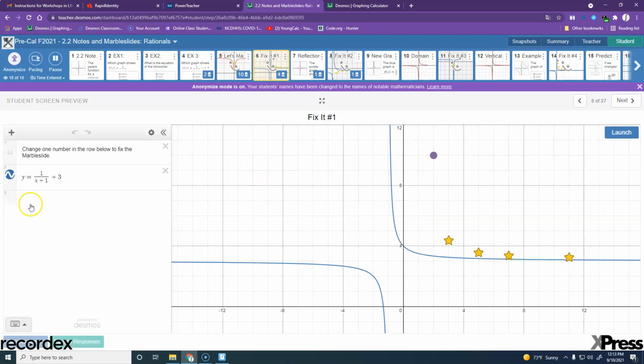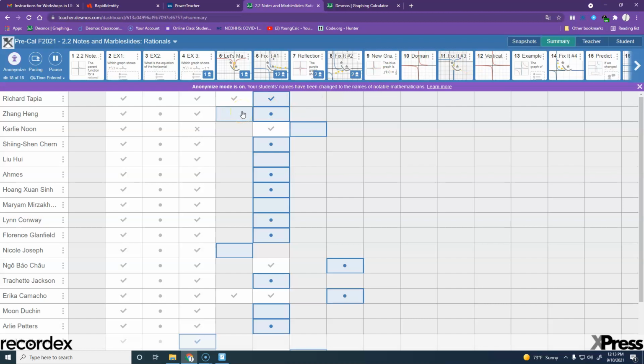So, if I look at this one right here, if I click launch right now, I get most of the stars except for this one. So what I need to do is I want to change one number in the row below to fix the marble slide so that it'll hit all of those stars. So play with yours for a second, see if you can get it to work where it will hit all of the stars. And I'm going to go to the summary. Whenever you get it to work, it'll put a check mark over here.